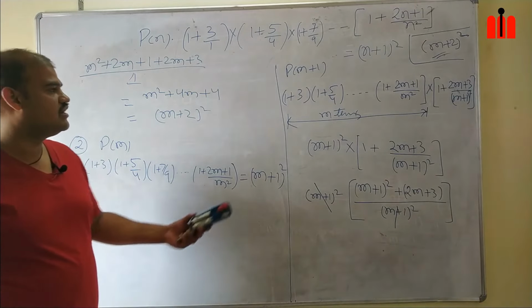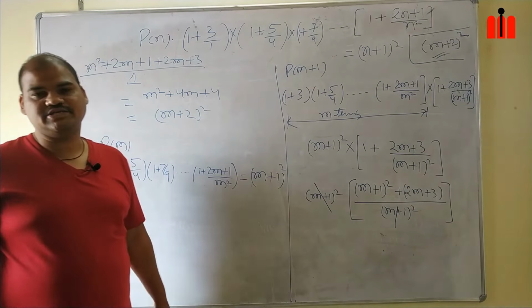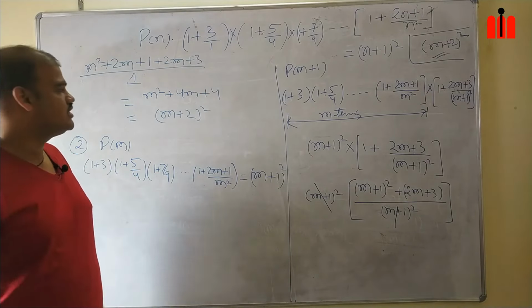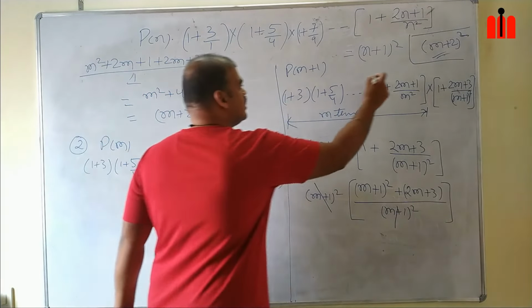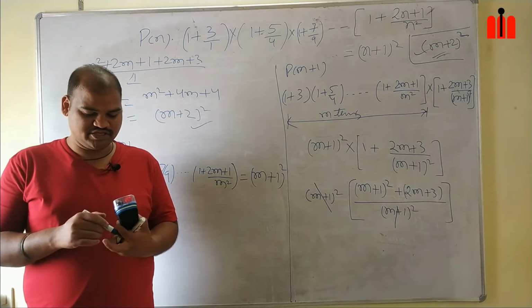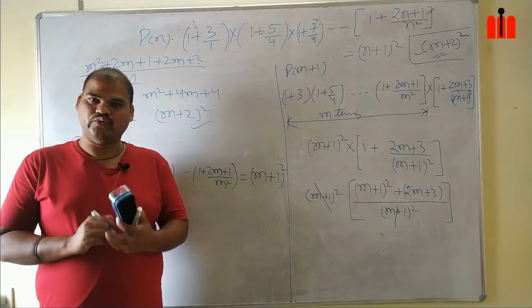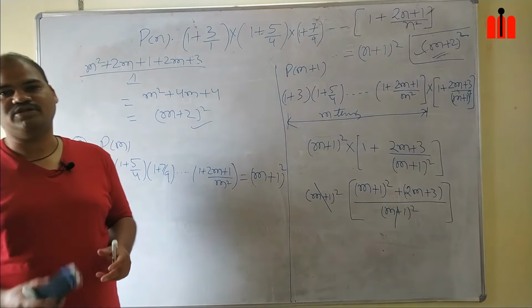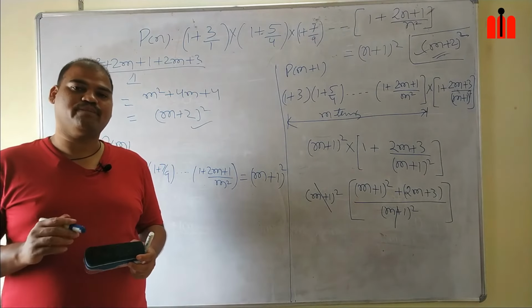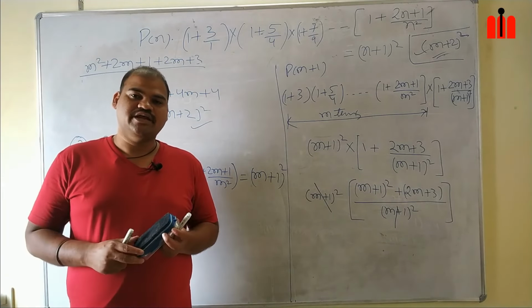So we achieved that the RHS of PM plus 1 is m plus 2 whole square, right? So this is what we had anticipated. So my PM plus 1 is true. This is the conclusion, that my PN is also true. This completes the 7th problem.